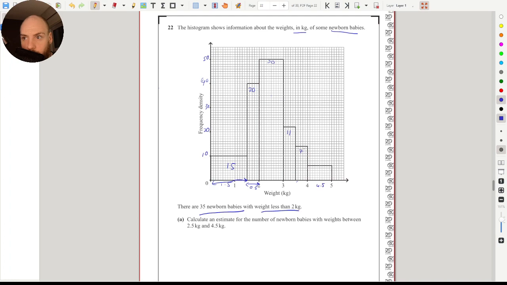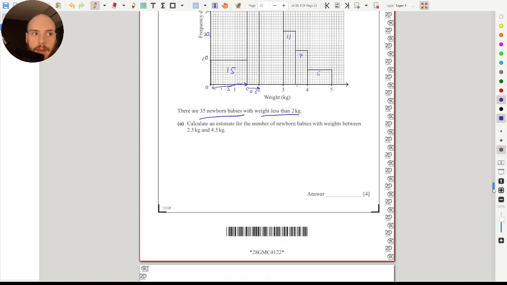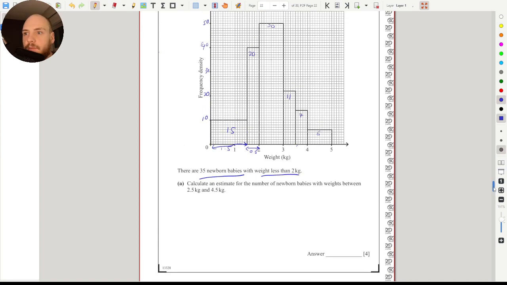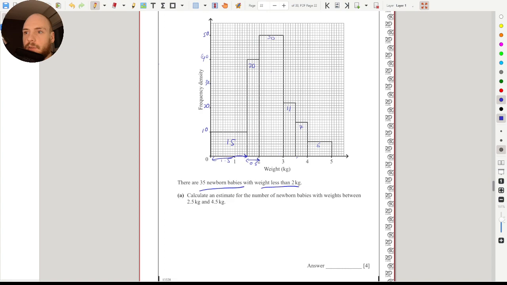Yeah, 1, 2, 3, 4 above. And this one has a width of 1 and a height of about 6, so in total that represents 6. Let's read our question. Calculate an estimate for the number of newborn babies which weigh between 2.5, so here, and 4.5, so here.